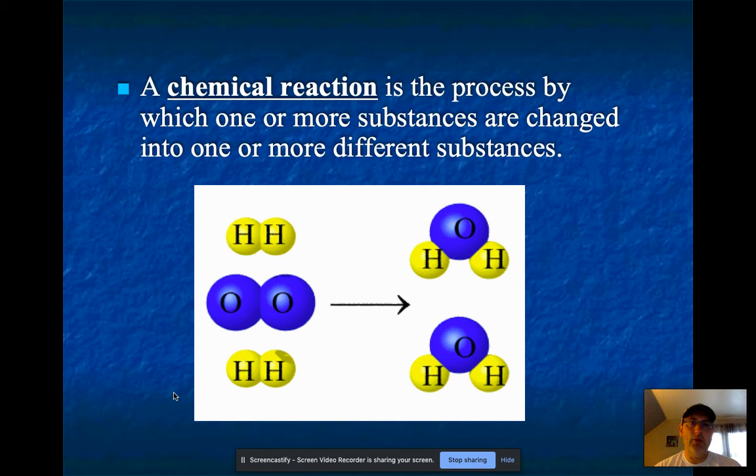So a chemical reaction, we talked about this a little bit in chapter 1. Remember, there were two types of changes, physical changes and chemical changes, and another name for a chemical change is a chemical reaction. So that's a process by which one or more substances are changed into one or more different substances. So we actually have a reaction that takes place. What you see on your screen right now, this is two hydrogen molecules, H2 and H2, combining with O2 to form water. Two water molecules, actually.